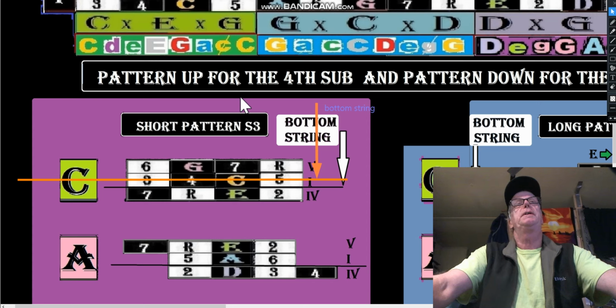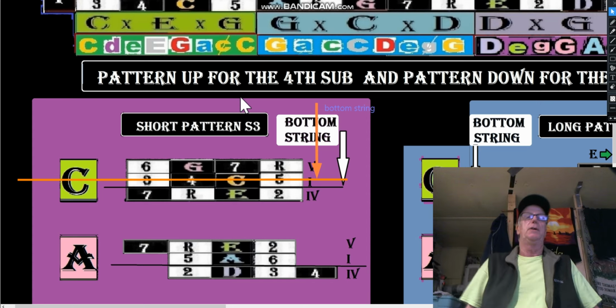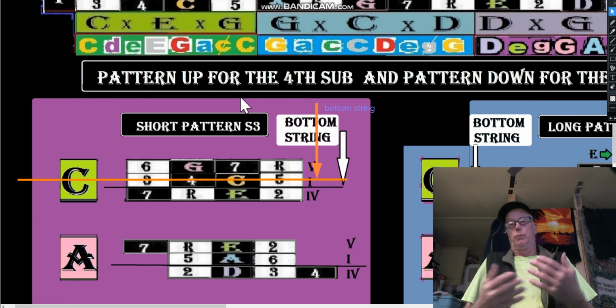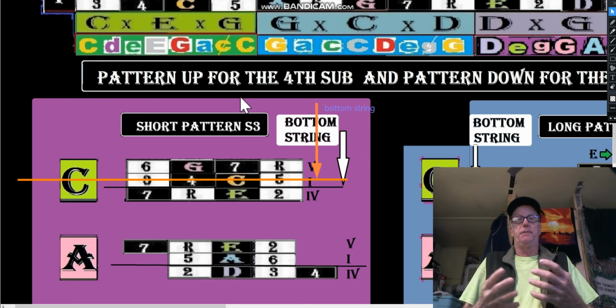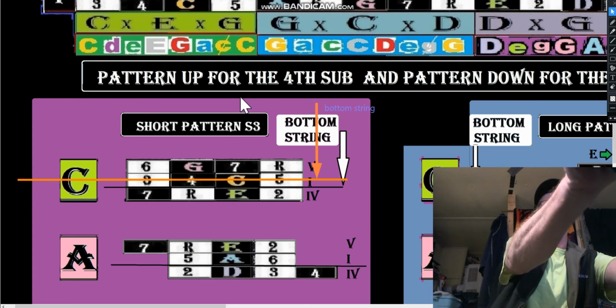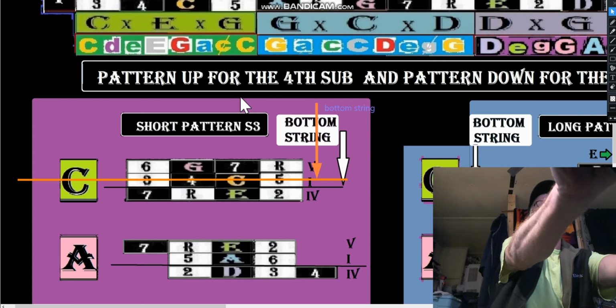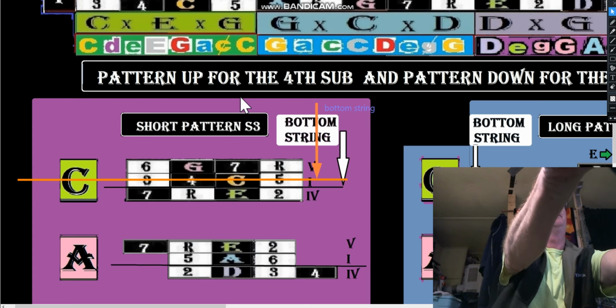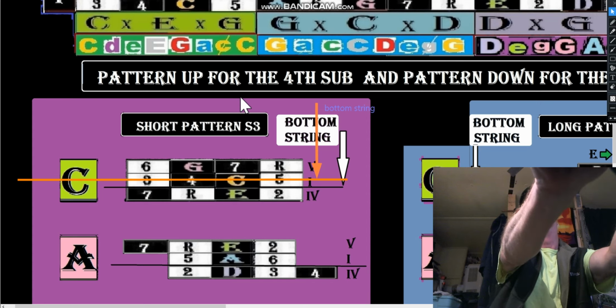I read something today on a blog that was talking about whether it's right to use, or when do you use the 5 major in a minor chord? So you have like A minor, and then the 4th minor, then you go to the 5th minor, the 5th major.